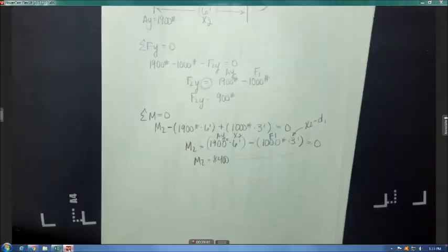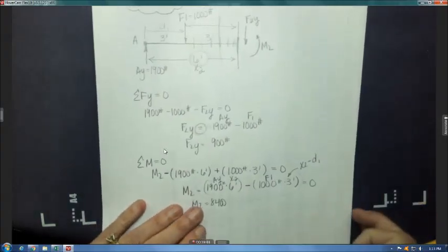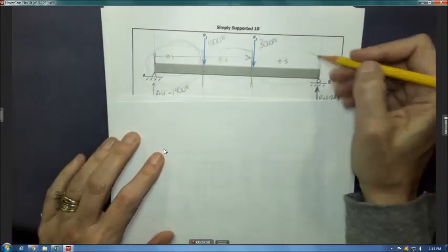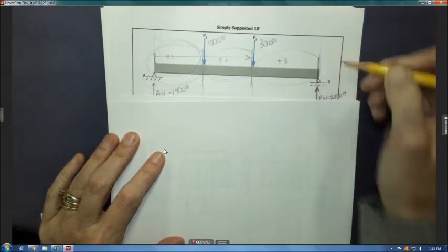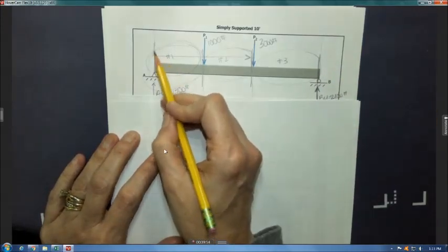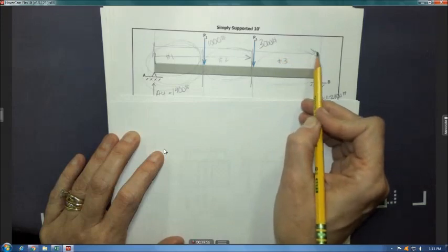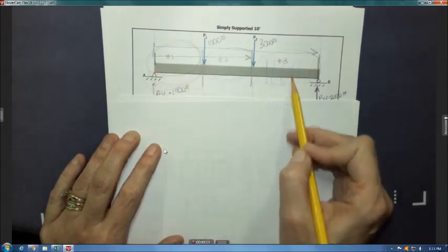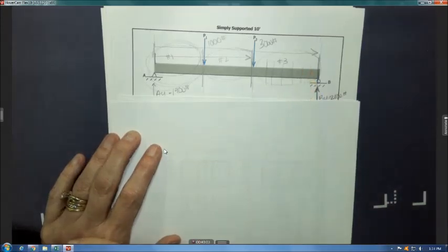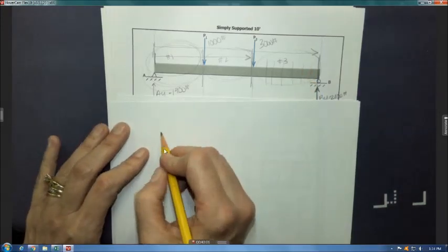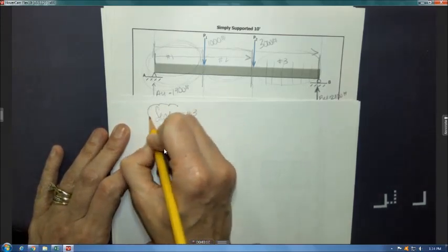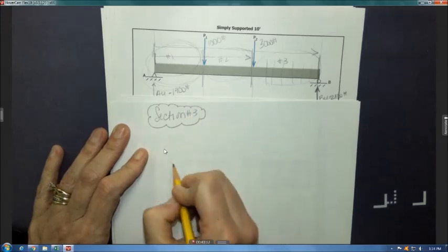Section 3. Section 3 is going to be looking at everything right before that BY. So now I'm going to start here at 0. I'm going to go all the way, and my x3 distance is going to be wherever I want to be, but somewhere in my third zone or my third section. So if I draw my free body diagram here, this is section number 3.